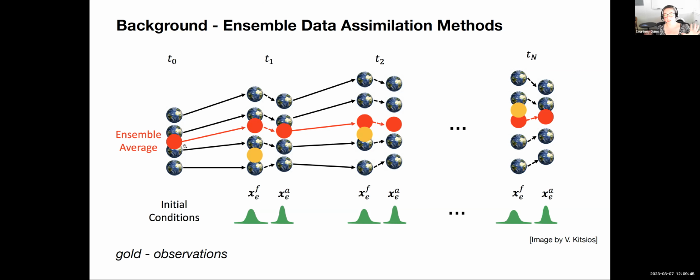Then you take your model equations and you propagate that forward from T0 to T1. Your Earths will evolve according to the dynamics. Then you look at an observation from the real world at T1. Then you pull all of your analysis members, or your ensemble members, closer to that observation. You can see everything's being pulled a bit closer to those gold bits, and then you keep stepping forward and you do this as many times as you like to go forward in time.